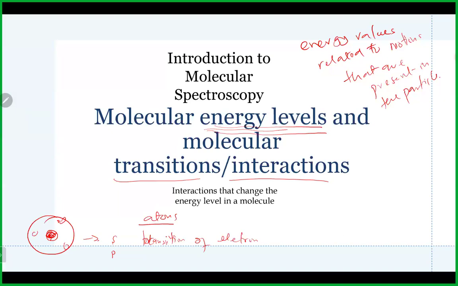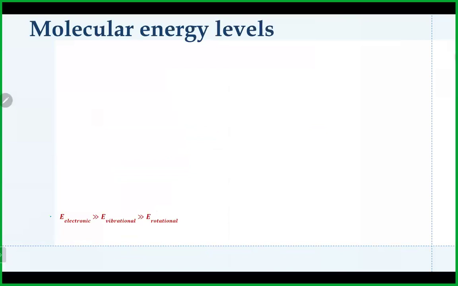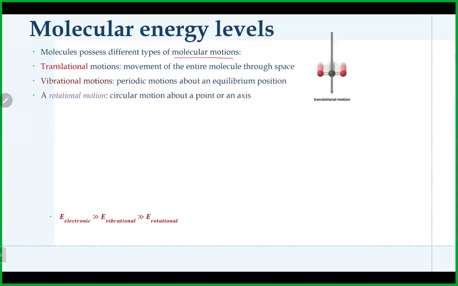A molecule, a simple one, will be hydrogen. A hydrogen molecule can move as a whole. We can have this bond stretching and then compressing, that's vibration. And then you can rotate it whether in a clockwise or anti-clockwise direction. So molecules have more motions than atoms. So we say that they possess different types of molecular motion.